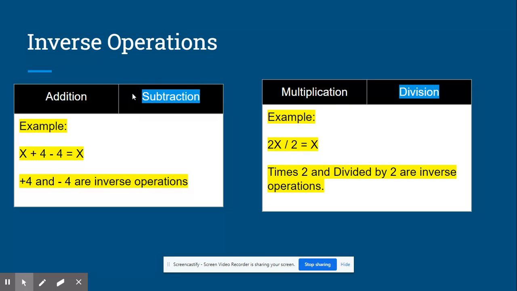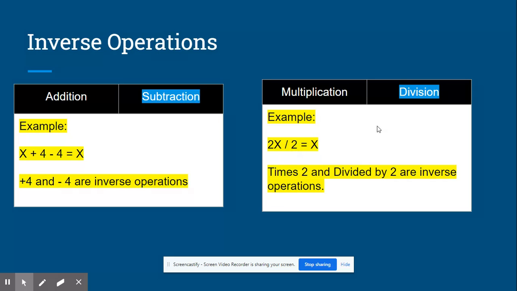Addition and subtraction are inverse operations of each other. This means that if we add 4, so let's look at this example, if we add 4 and then subtract 4 from x, we just get x back. This is because plus 4 and minus 4 are inverse operations. So anytime we add and subtract by the same number, that's going to just cancel itself out.